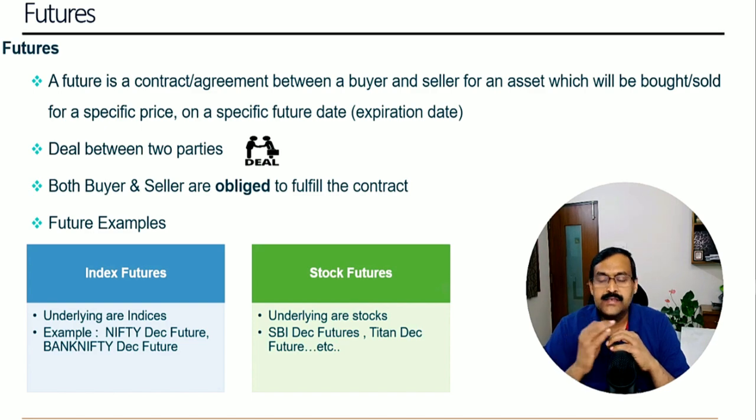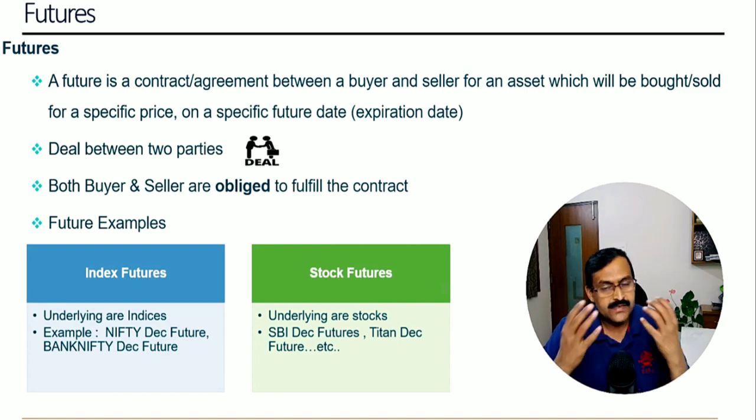On the expiration date, whatever is the price at which the future expires, the buyer has to buy the asset and the seller has to sell the asset at that expiration price of the future. So that is how the future works. Of course, one need not wait till the expiration. One can buy and sell the future contract till the time of expiration.